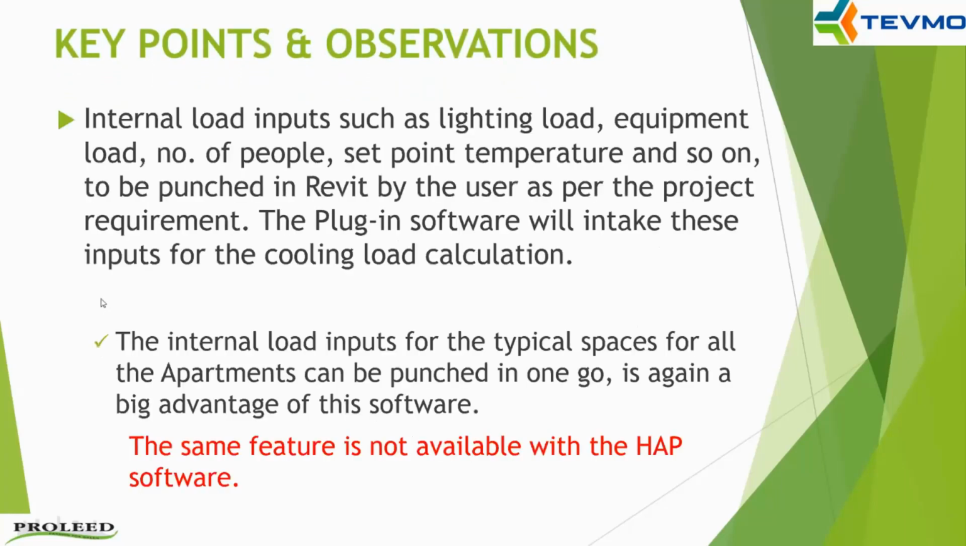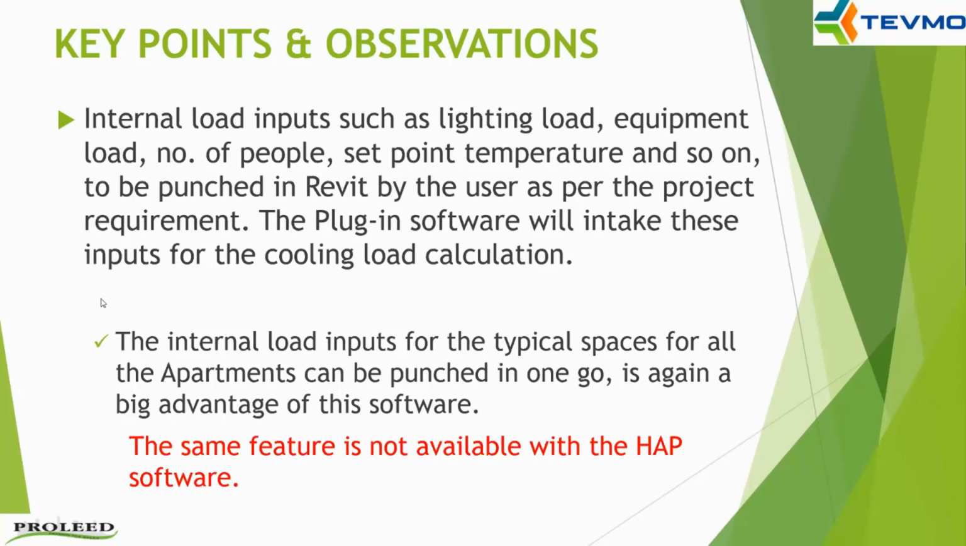Again, another key point I have observed during the run is the internal load inputs such as lighting load, equipment load, number of people, set point temperature, basically the characteristics of the room, internal loads. So in Revit, we need to punch in these numbers as normally we do in HAP. But what is the advantage I have found is that the internal load inputs for all the typical spaces for all the apartments can be punched in one go. It's a big advantage of the software.